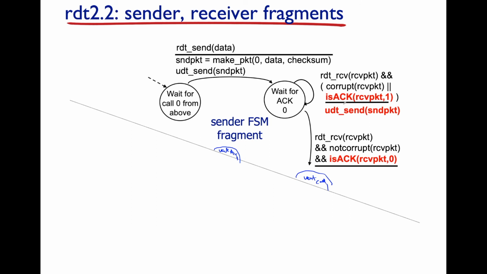And so RDT 2.2 is called a NACK-free protocol because we eliminate NACKs and we include sequence numbers and the detection of the duplicate of the sequence numbers as a way of equivalently stating negative acknowledgement.